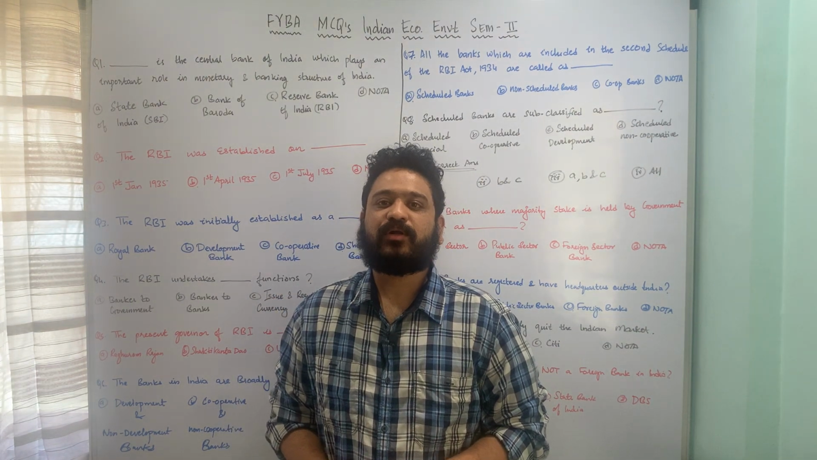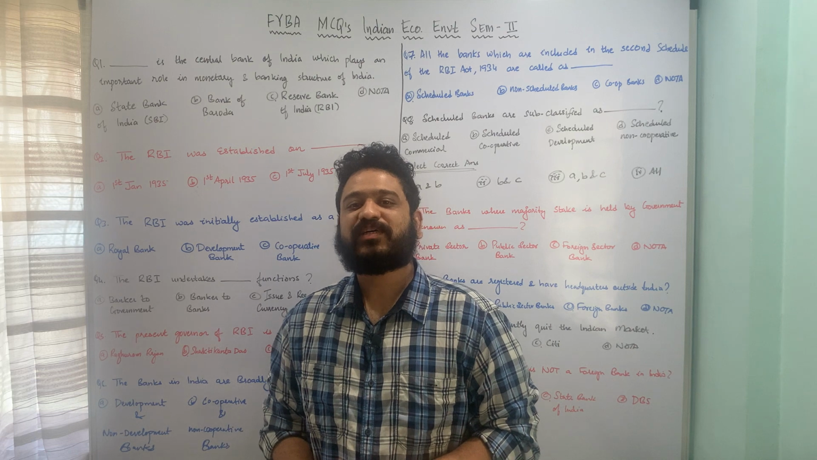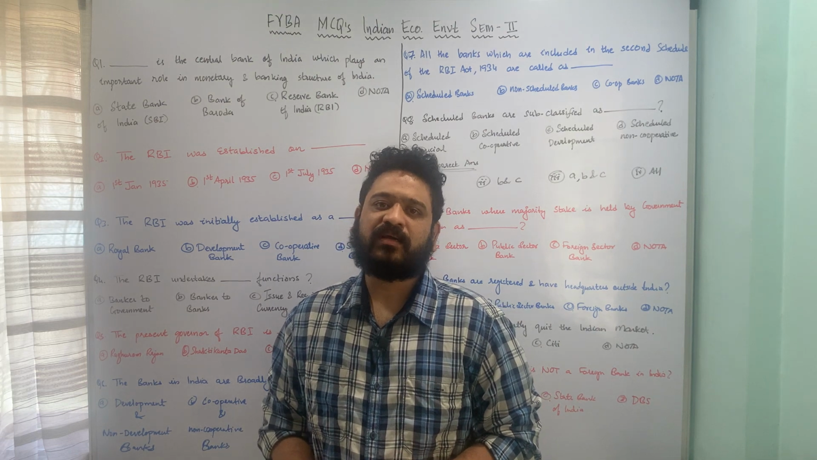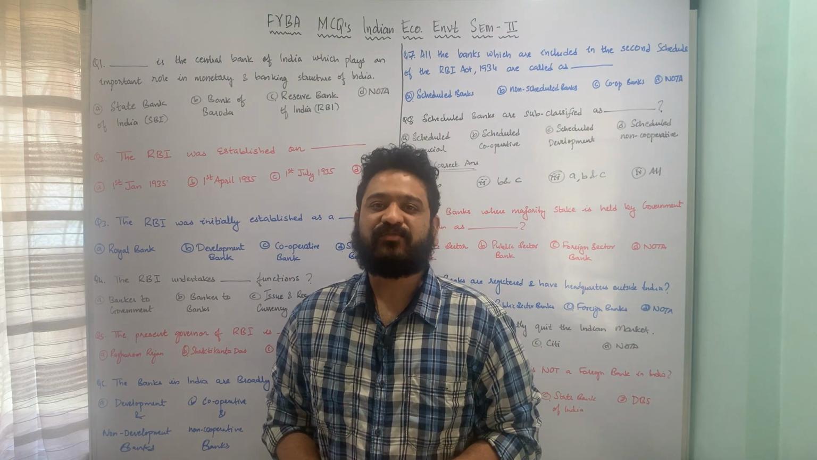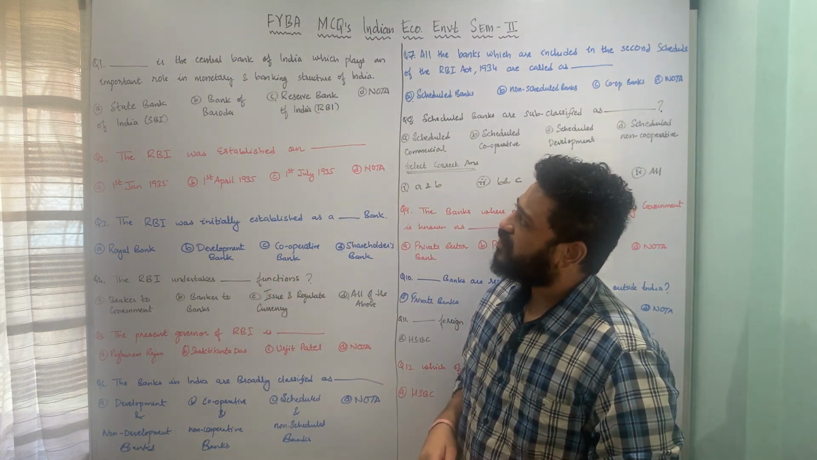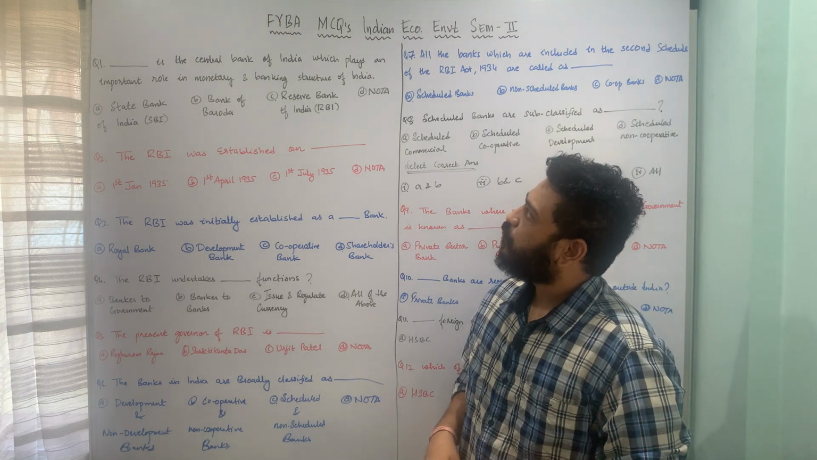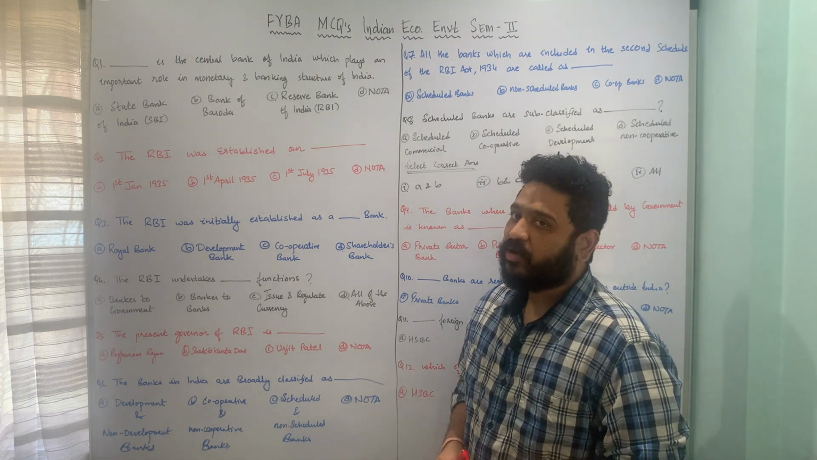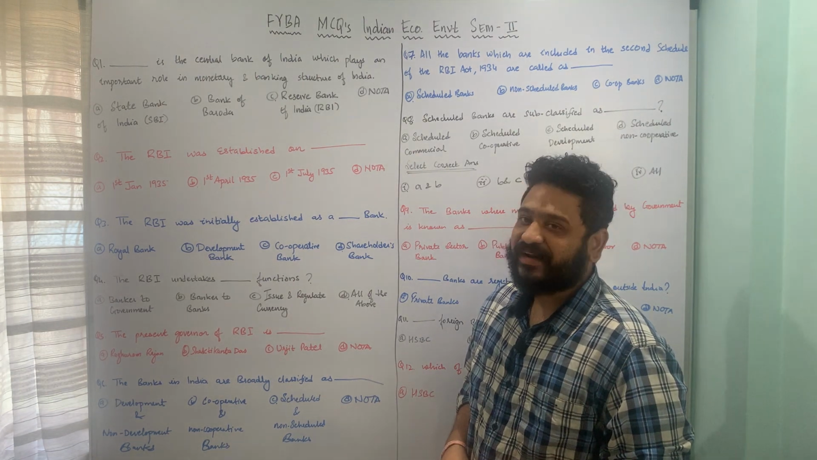In today's class, we are going to look at some of the important multiple choice questions with respect to Indian economic environment, which is the economics general paper for FYBA. So let's get started. The first question is, Dash is the central bank of India, which plays an important role in monetary and banking structure of India.